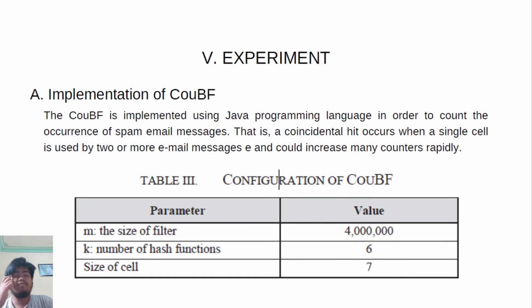Point 5, the experiment. Point A, implementation of CoBF. The CoBF is implemented using the Java programming language, in order to count the occurrence of spam email messages. A collision occurs when a single cell is used by two or more email messages and could increase many counters rapidly.